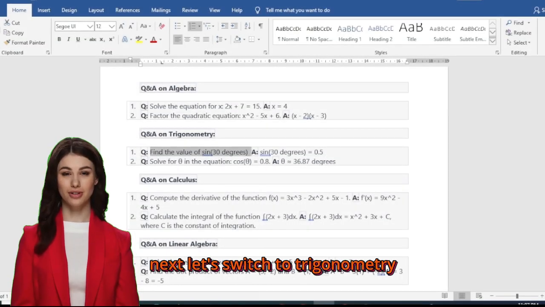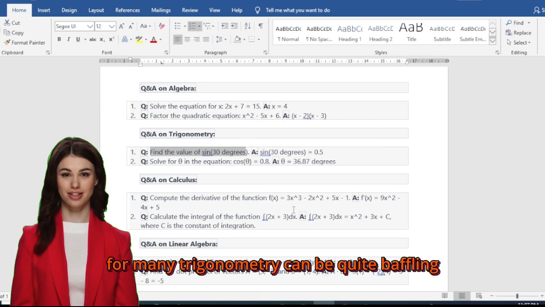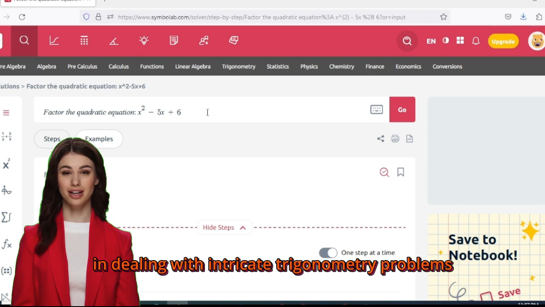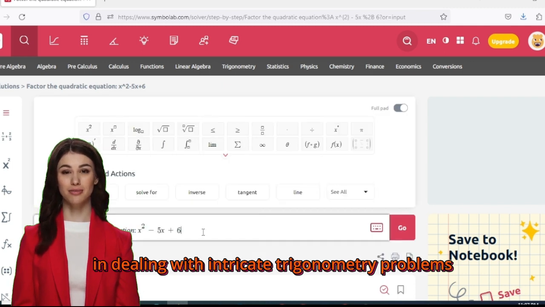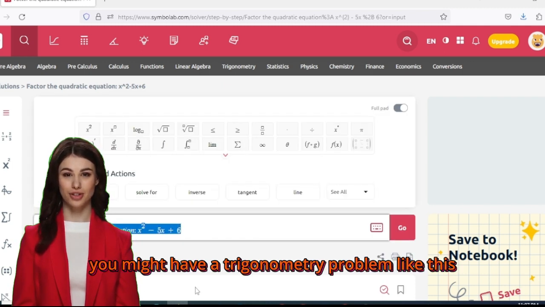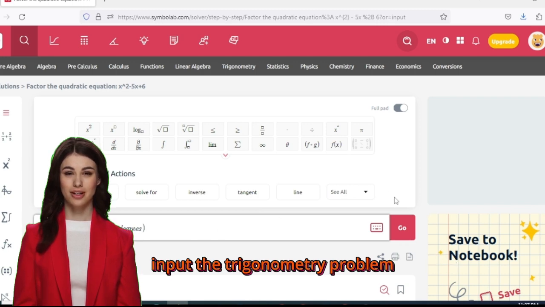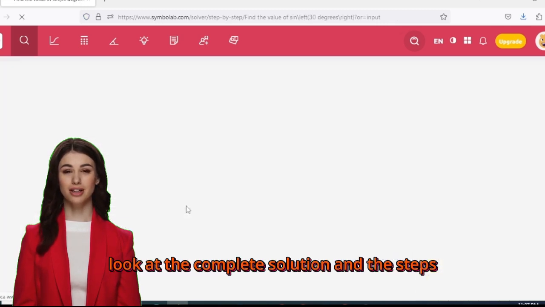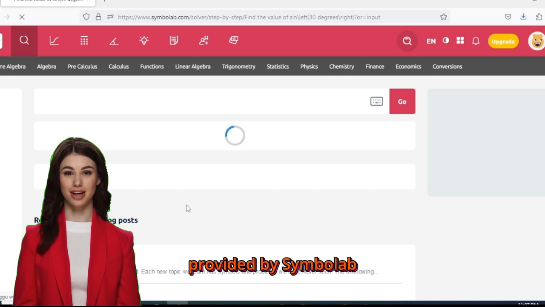Next, let's switch to trigonometry. For many, trigonometry can be quite baffling. Symbolab can assist us in dealing with intricate trigonometry problems. For instance, you might have a trigonometry problem like this. Input the trigonometry problem. Look at the complete solution and the steps provided by Symbolab.